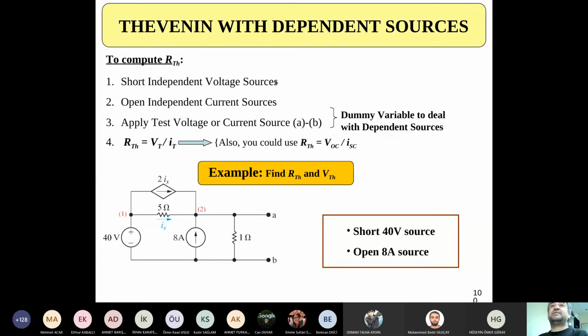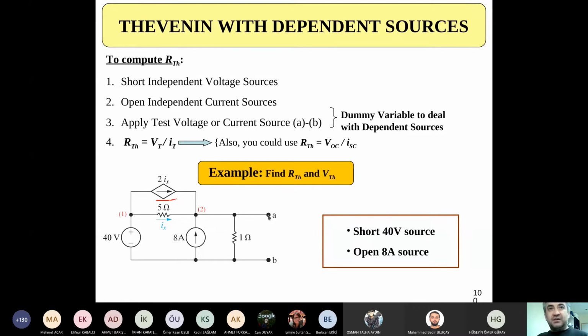Now, what happens when we have an independent current or voltage source in the circuitry? Just something like this. All the methods we used before are still applicable, no problem with that. But you can do something extra.